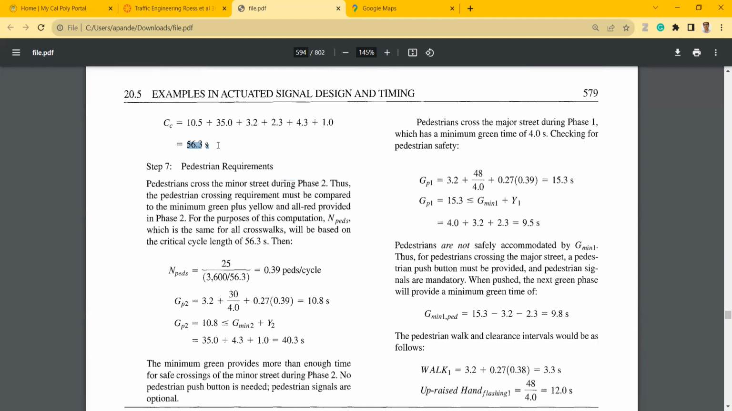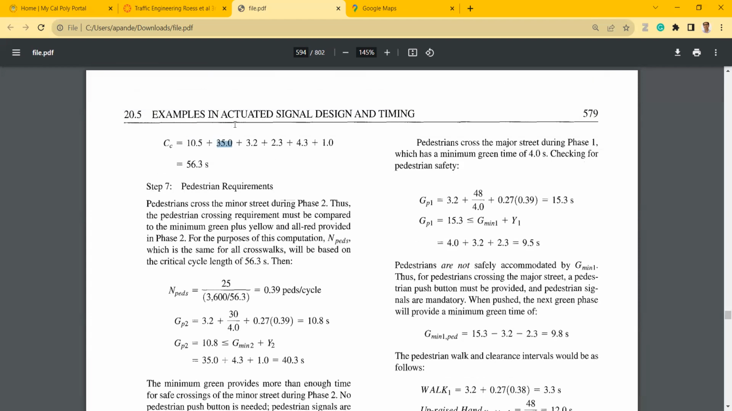The 10.8 seconds must be less than G minimum 2 plus capital Y2, that's the yellow interval and all red interval for that phase. The 35 was probably the minimum green time that we established right here for the major approach. So usually this would be fine, right? Because when you're crossing the major street, that should be okay because you have 35 seconds of green plus 4.3 seconds of yellow, 1 second of all red. You got 40.3 seconds. Your pedestrians only need 10.8 seconds. The minimum green time provides more than enough time for safe crossing. So no push button is needed also. Ped signals are optional, but I think it's a good idea to provide them always.